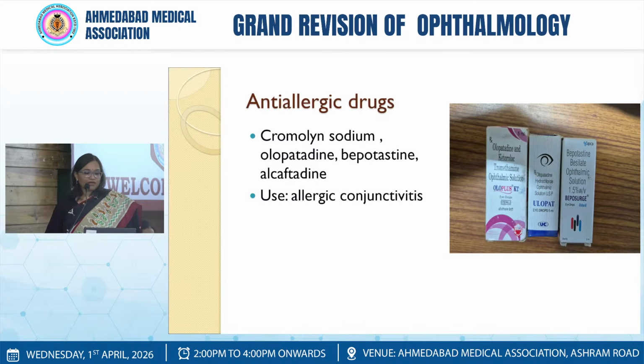The anti-allergic drugs commonly used are cromolyn sodium, which is a mast cell stabilizer, and olopatadine, bepotastine and alcaftadine, which are H1 receptor inhibitors. These are used for allergic conjunctivitis, more commonly in patients with vernal keratoconjunctivitis. Olopatadine's effect usually starts after a week, so it is more commonly used as prophylaxis to prevent an acute attack of VKC. Alcaftadine and bepotastine act immediately after instillation of the drops.